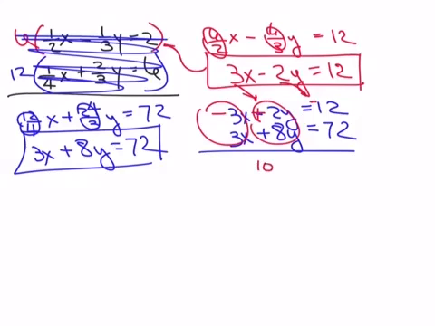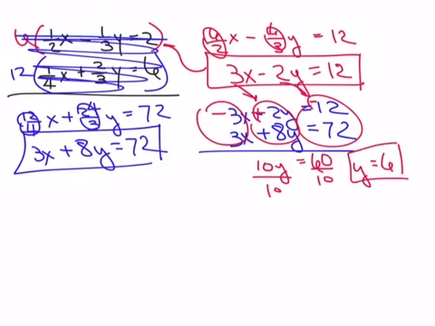Add these. Add these. -12 plus 72 is 60. Divide by 10, and my y then equals 6. Yay, no fractions. Everything is good. Now I'm going to take this, and I'm going to put it in either this equation or this one to find out what my x is. So let's put it in this one here just because it's right there.